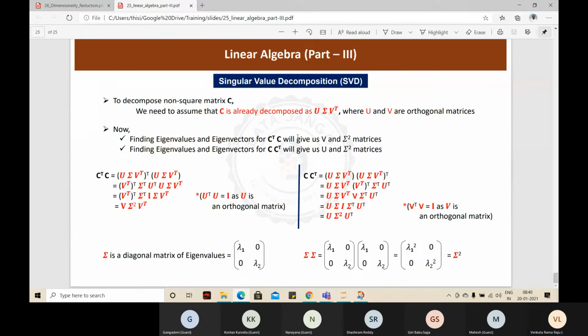Now, if I calculate C transpose C, I assumed that it is already decomposed like this. What is C? I already assumed it as U sigma V transpose, right? In place of C, I am using this. I'll explain why I am assuming that in a moment. Till here, is that clear?